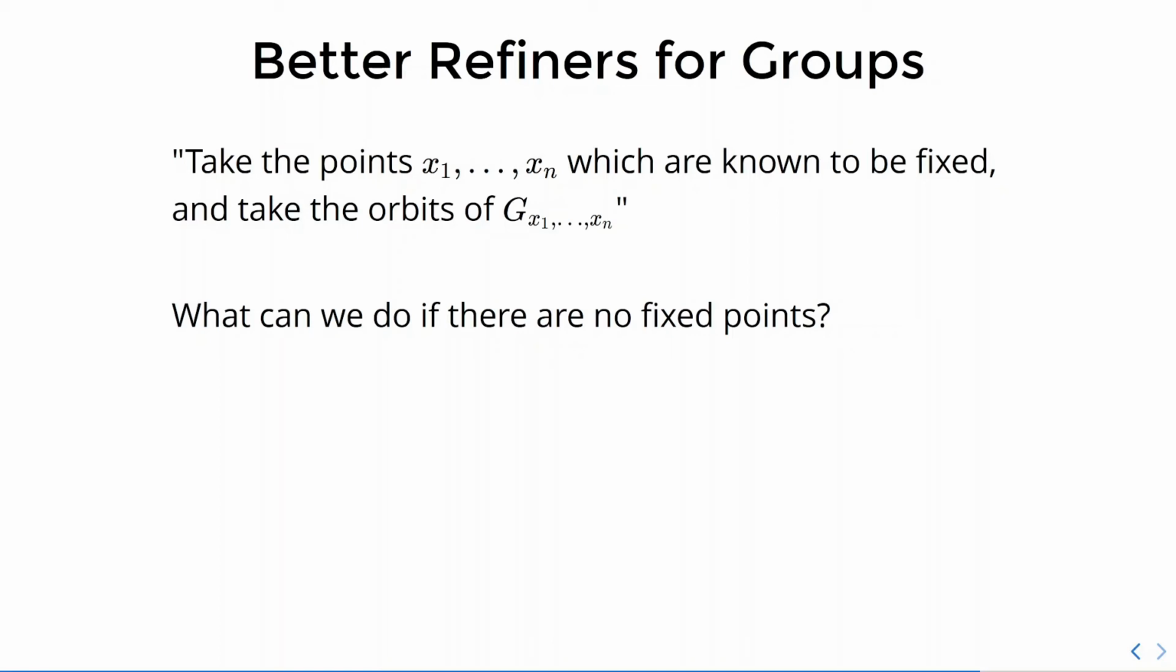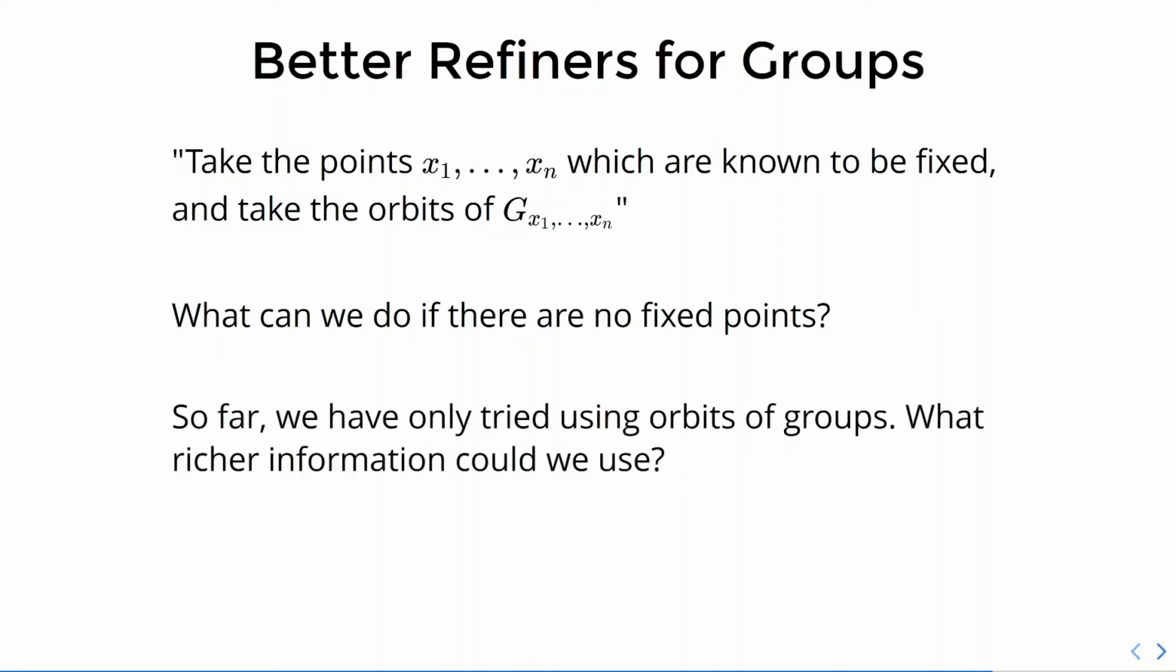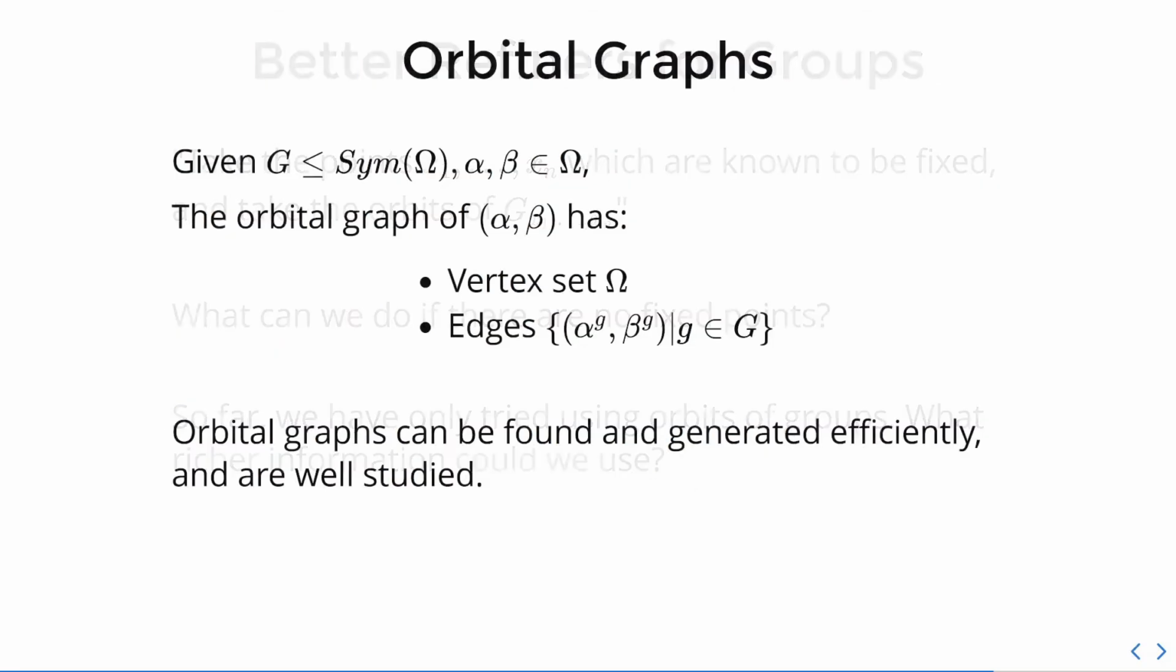But even if we fix the points, can we do better than just taking the orbits of the resulting group? Because a group has lots of structure. What richer information could we use? So we went around looking for information which is relatively cheap to calculate, but lets us generate more information. So let's assume that we have a group again. We have 2 points alpha and beta, 2 integers.